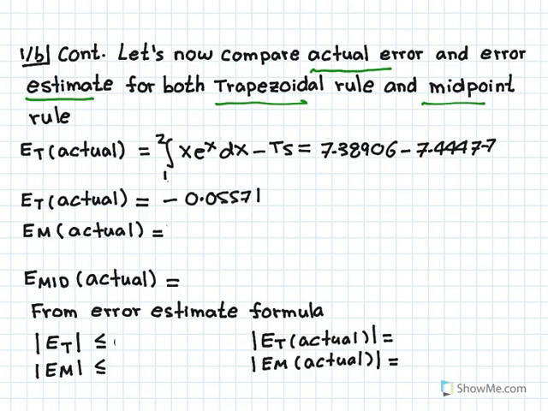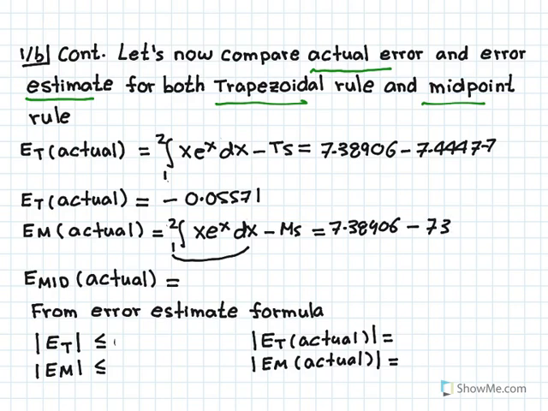So the actual trapezoidal error is going to be minus 0.05571. The actual midpoint error is going to be the integral from 1 to 2 of x e to the x dx minus M5. That's equal to 7.389, the exact value of the definite integral which we computed using integration by parts, minus the midpoint approximation, which came out to 7.36122. So the exact error of the midpoint rule is 0.02784.